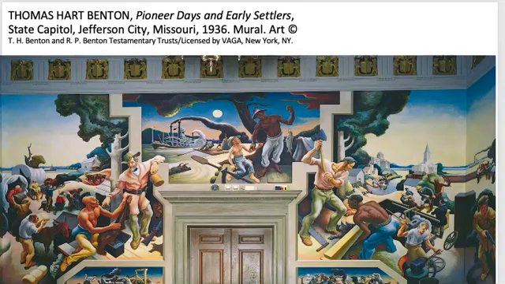Okay, and then we have Thomas Hart Benton, another regionalist painter, and this is a mural, as you can see with the doorway here. So this painting is part documentary and part invention. The images include positive and negative aspects of the state's history. This is in the state capitol in Jefferson City, Missouri.